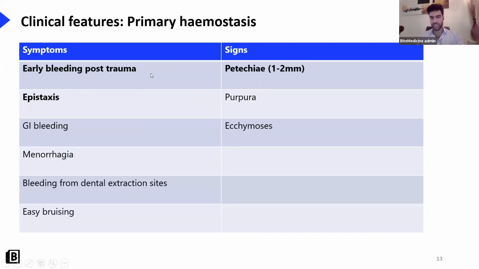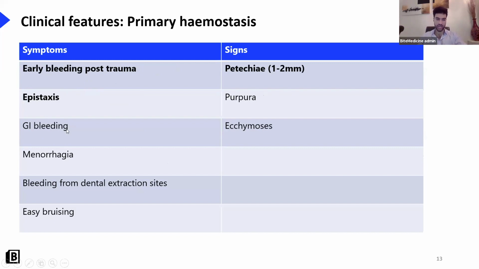What are the clinical features of platelet disease? So the classic symptoms and signs are highlighted in bold. You get early bleeding post-trauma. You're unable to form that weak platelet plug. The platelets don't come and stick together properly, so you get early bleeding post-trauma. Nosebleeds, also known as epistaxis, are very common, and you get petechiae, those pinpoint hemorrhages. So those are your common signs and symptoms.